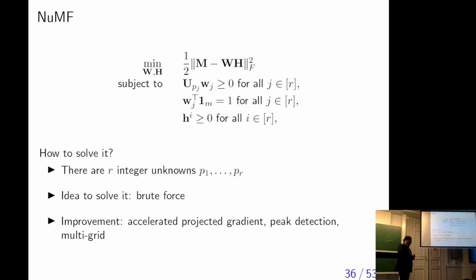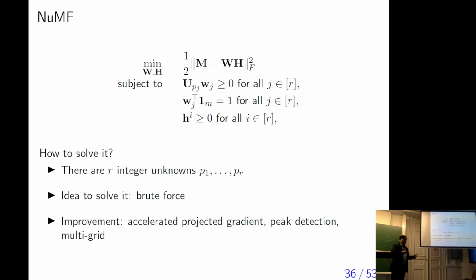So there are lots of improvements, for example, accelerated projected gradient descent, peak detection, and multi-grid. What is accelerated gradient descent? Basically, you use the fastest method to solve the problem. Number two, peak detection means if the data is very good, for example, it has just 2 peaks, then by eye you can see where P is, so you don't even need to run brute force. But if the data is not so clean and has multiple peaks, then you can run some peak detection algorithm, some built-in algorithm.